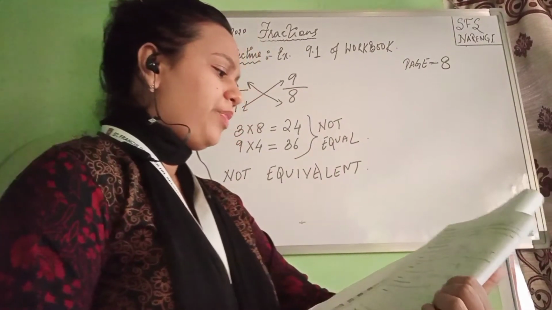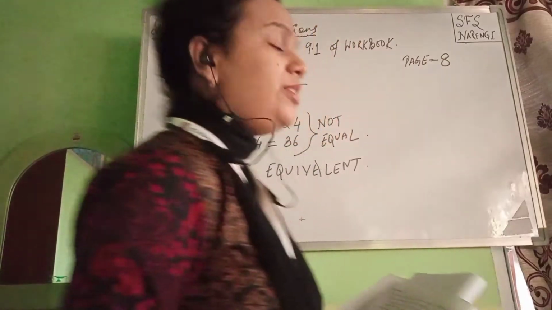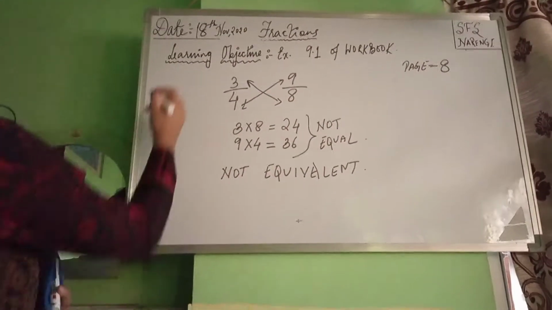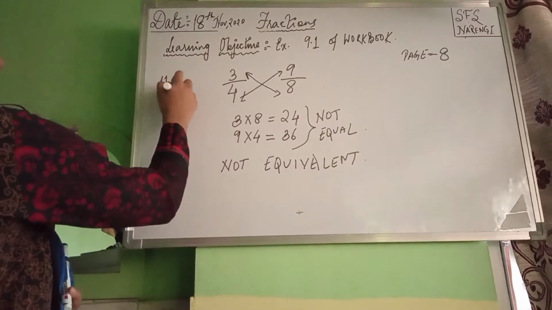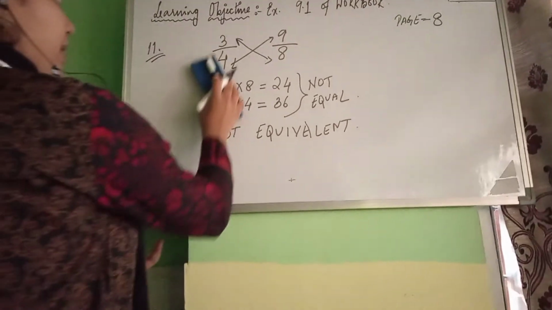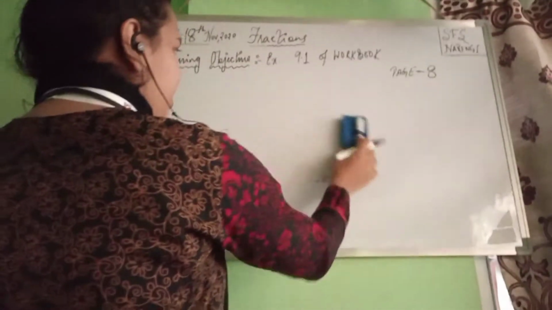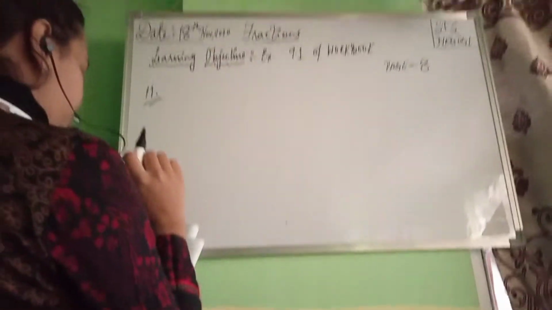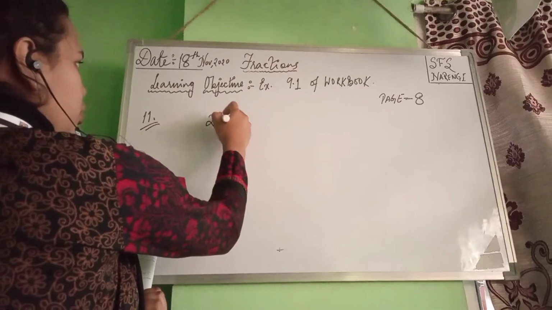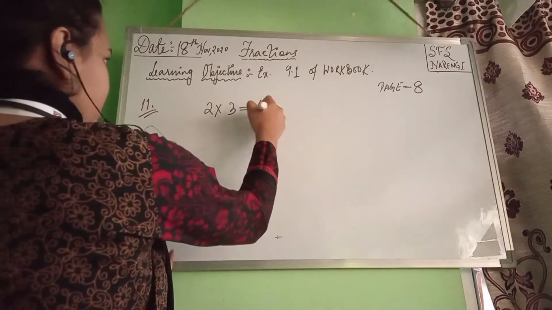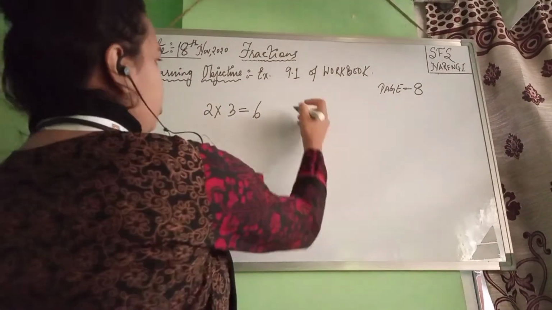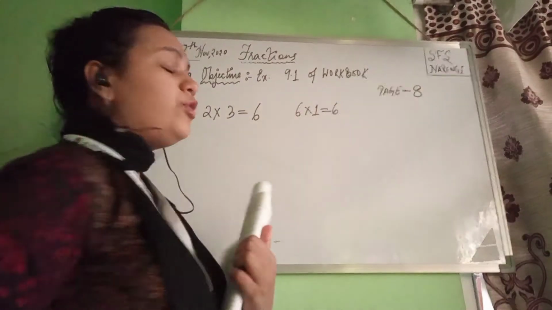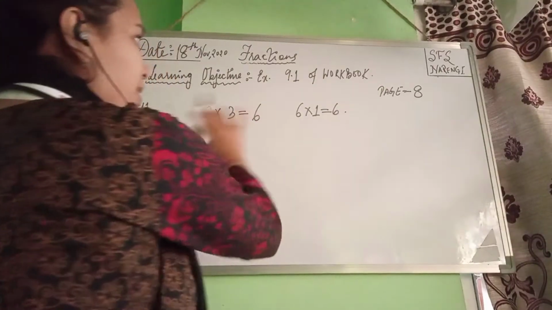All right. Question number 11 is very interesting. It's a very different one. Please try question number 11. You have two cross products given: 2 into 3 is equal to 6, and 6 into 1 is equal to 6. You have to write two equivalent fractions from the given products.